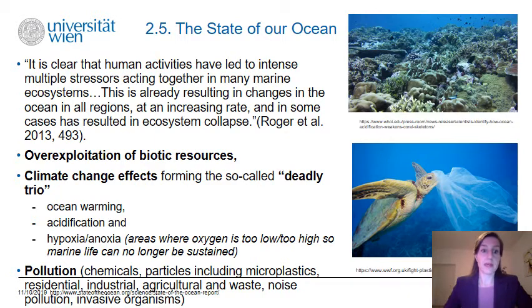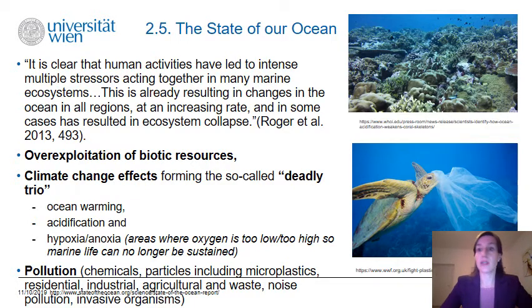So there are three main reasons that Alex Rogers and his team point out in this publication. The first one is overexploitation of biotic resources, such as fish, and then the effects of climate change, forming the so-called deadly trio, as he says. The deadly trio means ocean warming, acidification, and hypoxia and anoxia, meaning that specific areas have too much or not enough oxygen, which leads to the fact that marine life can no longer be sustained in these areas. So this deadly trio that comes from climate change is one of the three main causes of the current situation. And then the third one is pollution.